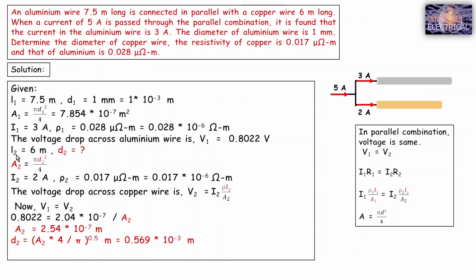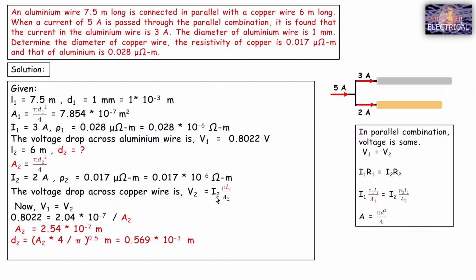Okay, now for copper, L2 is 6 meter, diameter is unknown, we have to find it out, and for that A2 is also unknown, that is A2 is pi D2 square by 4. The next given is I2, that is 2 ampere. From this figure we have found it, and rho 2 is given here 0.017 micro ohm meter. On converting it into SI unit, 0.017 into 10 to the power minus 6 ohm meter.